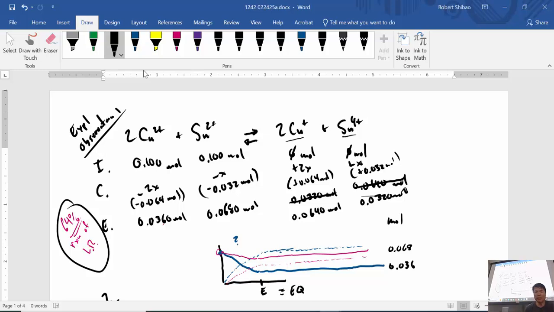Now for the products, we're going to end up at 0.64 for the copper. Sorry, I made this wrong here, because if it's 0.64, it's got to be below this magenta line here. So let me try it again. Just redraw this. They're almost the same. I mean, 68 versus 64. It's very close. So this will be 0.064 as far as the product goes.